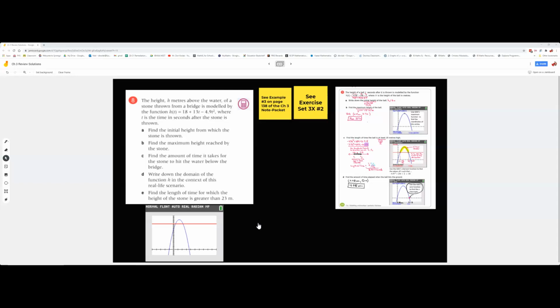So for part A, we can pull that right from our equation. All right, our C value is 18. So that is our initial height. It's the same as the y-intercept. Okay, so for part A, the initial height is the y-intercept.